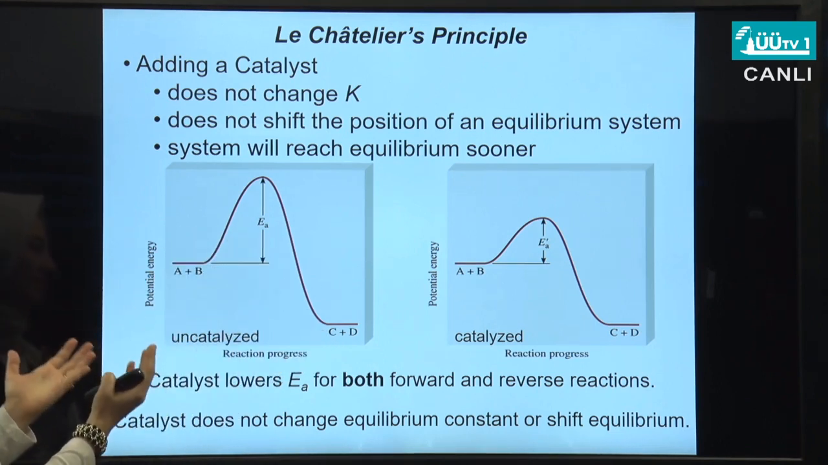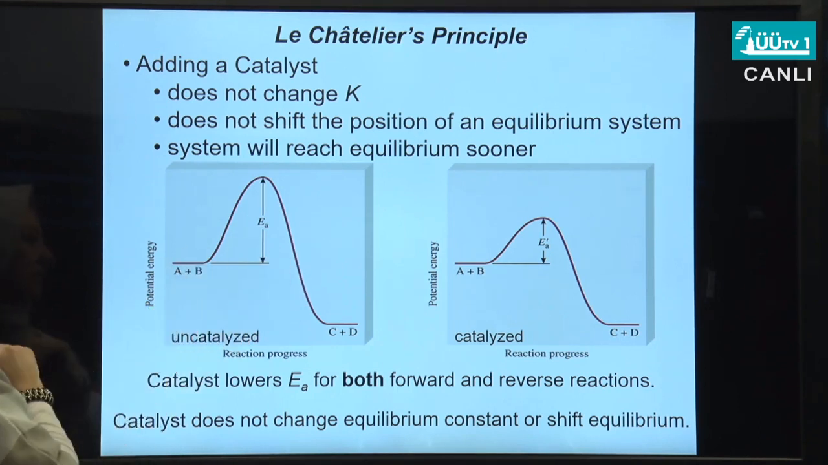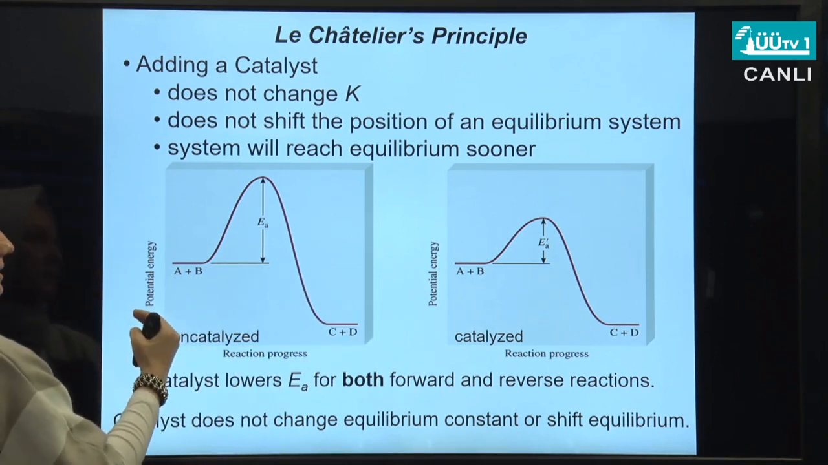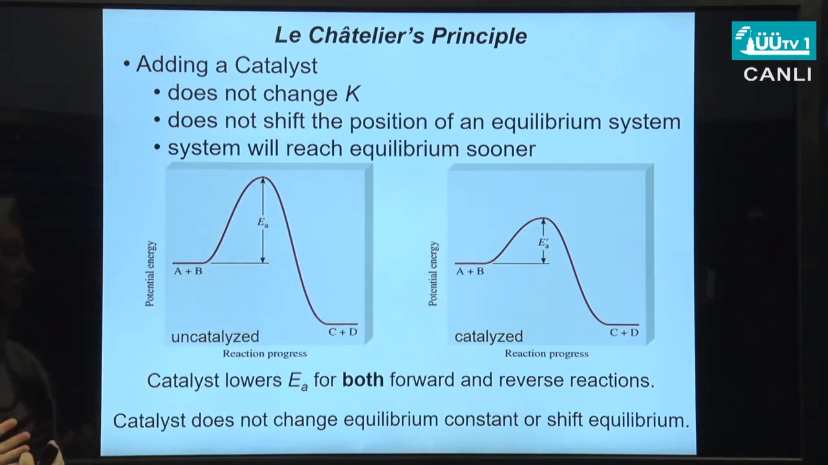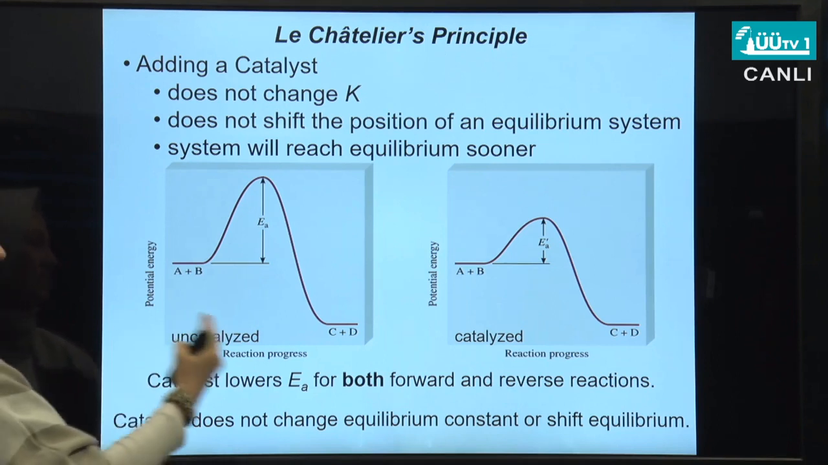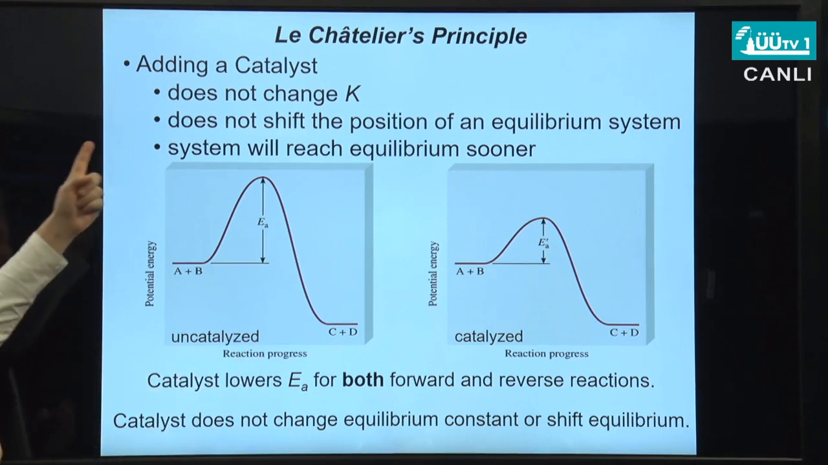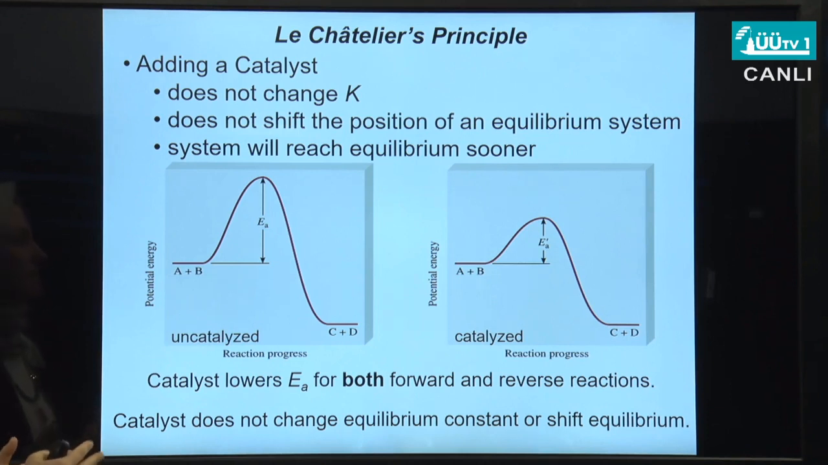So what does a catalyst do? As you compare the two pictures, this is the uncatalyzed reaction, and this is the same reaction catalyzed. The catalyst decreases the activation energy. That's why it makes the reaction faster, and it will reach equilibrium sooner. However, it doesn't change the equilibrium constant. It also doesn't cause a shift in the position of an equilibrium system. It just helps the system reach equilibrium sooner.